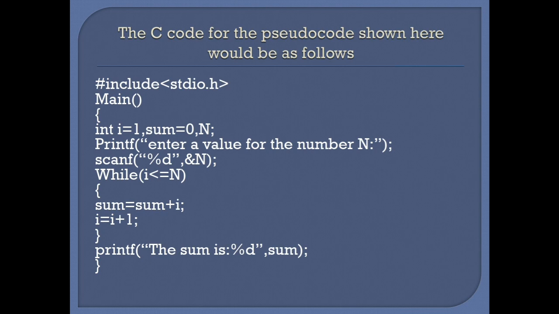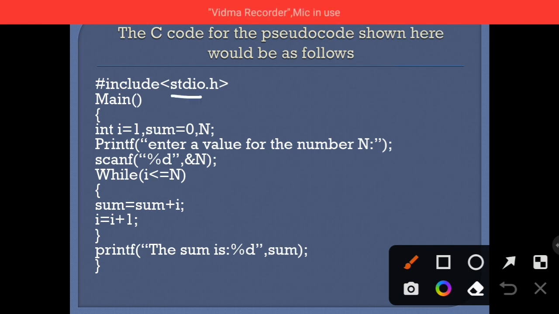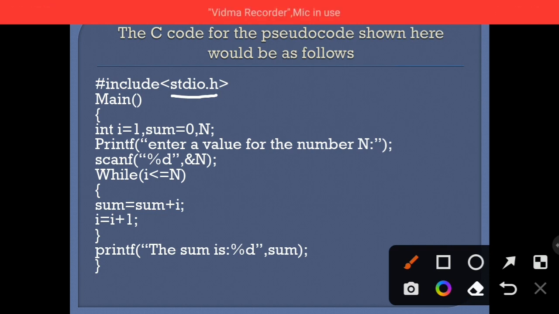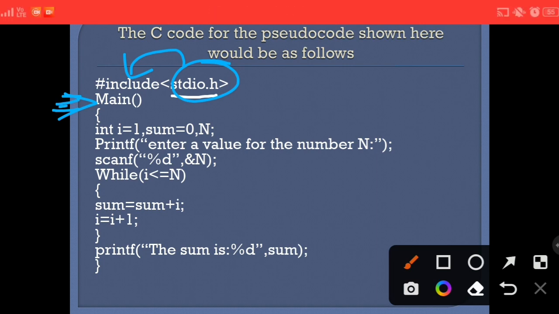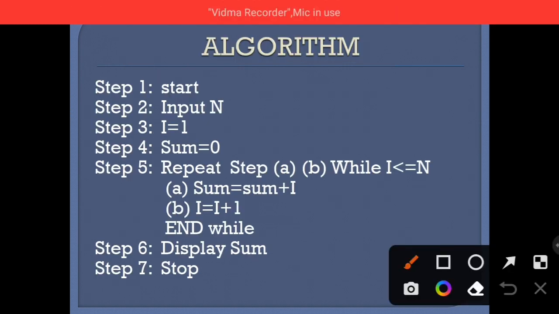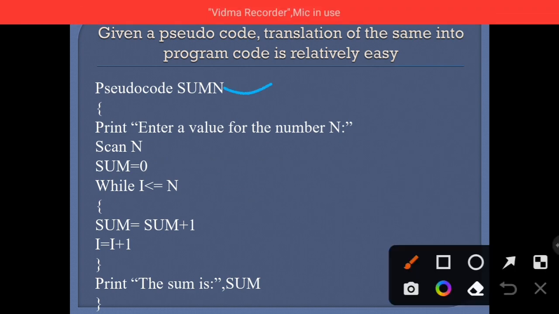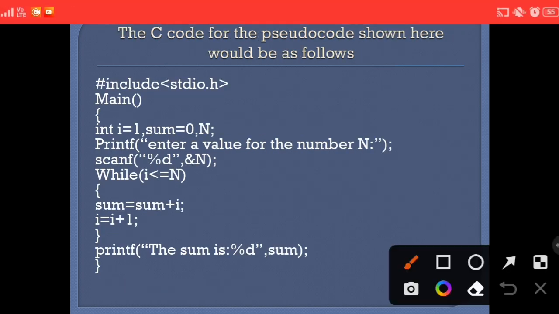So here hash include stdio.h. stdio.h means header file, standard input output dot h header file. So we are including this header file into our program. Next, every C program must contain at least one main method. Main method is used to indicate starting of the program. In algorithm this indicates start, and in pseudocode this indicates start. Like that, in program, main is used to indicate starting of the program.